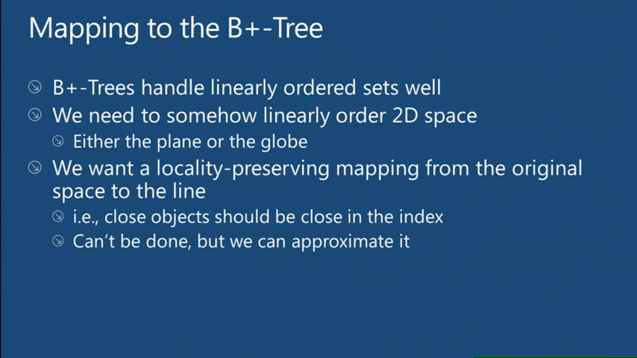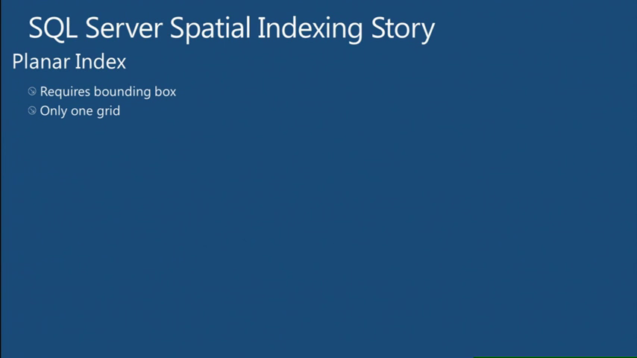So we need to have a locality preserving mapping of the 2D spatial down into the 1D space. Now there are a couple of ways of achieving that, but the main goal is that objects that are close to each other should be close to each other in the index. We should avoid having them separated across multiple different places. So how we do that in SQL Server is the following way.